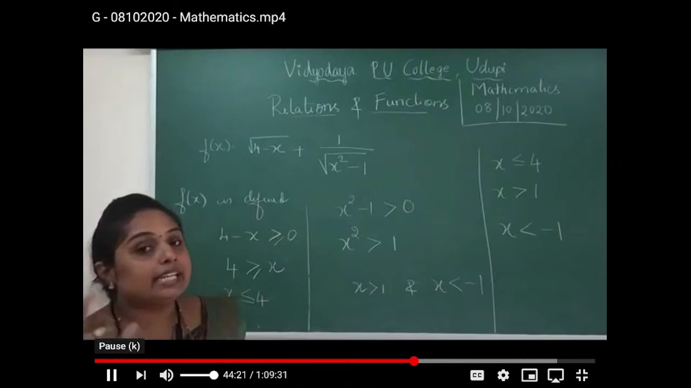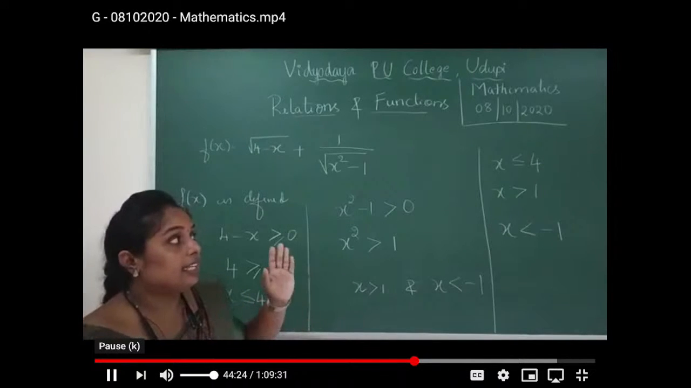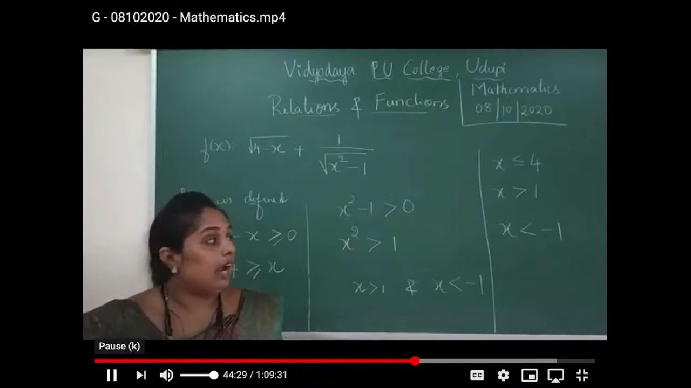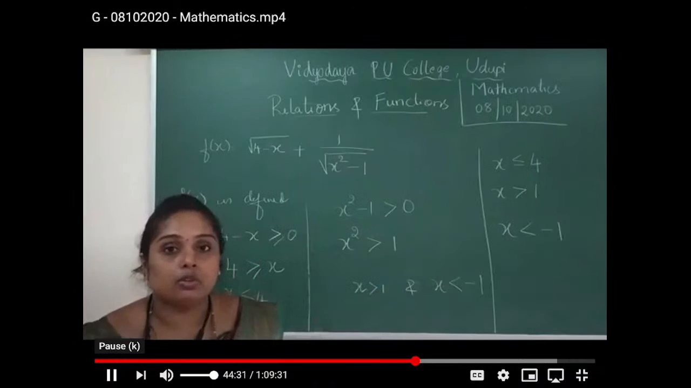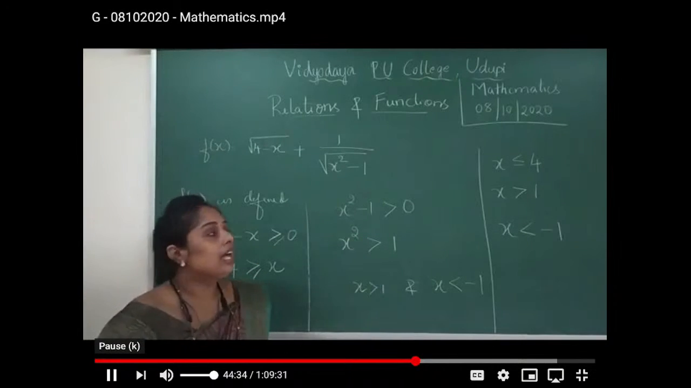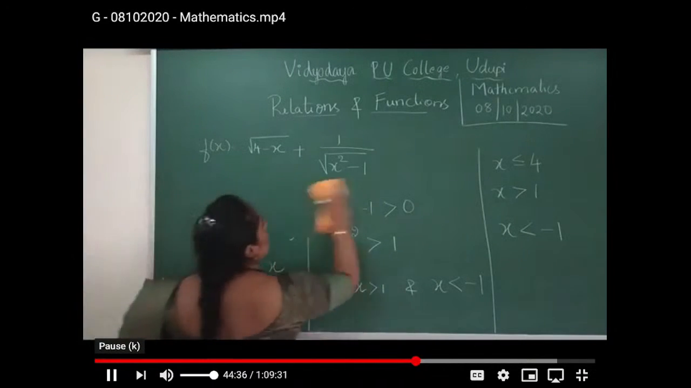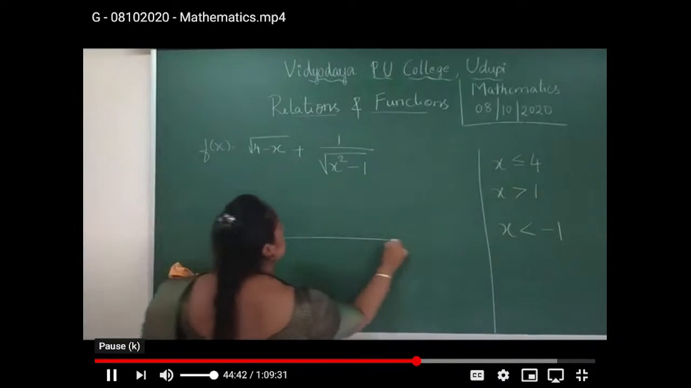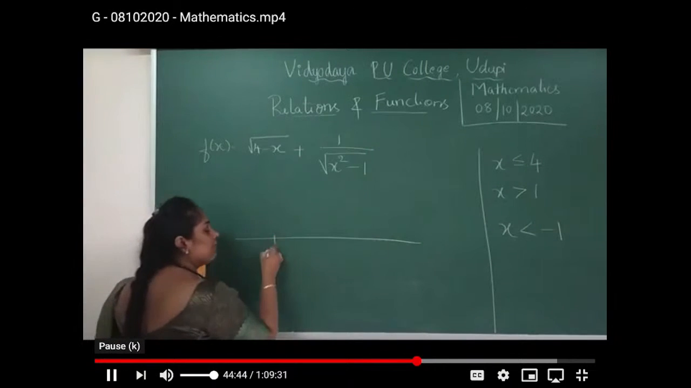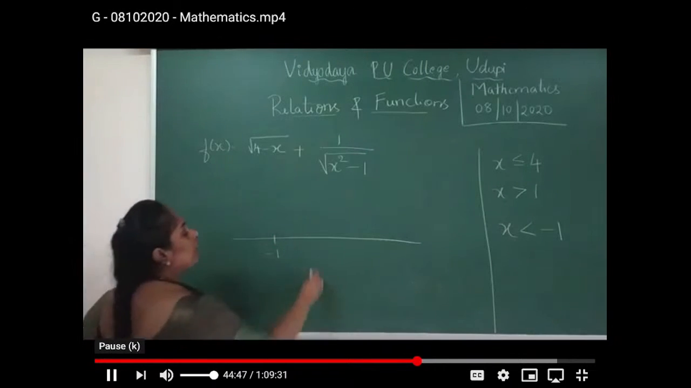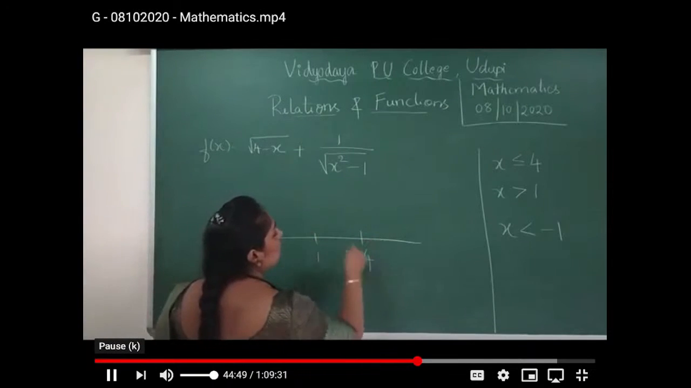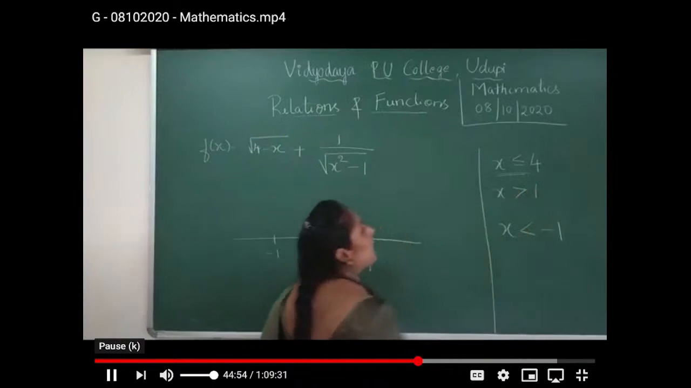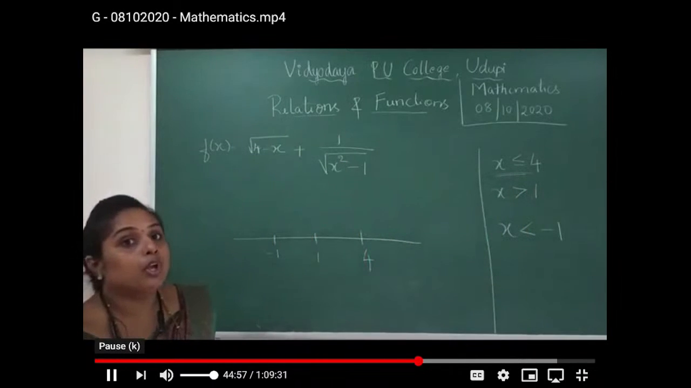Let us draw the number line so that we can easily make out what it is. See, x is less than or equal to 4, and x is greater than 1, and x is less than minus 1. Can you imagine what those numbers are? No, so it is better if you draw the number line. So I plot the points. If I plot minus 1 here, 1 will be somewhere here and here will be 4. Okay, let us plot the first condition. x is less than or equal to 4.